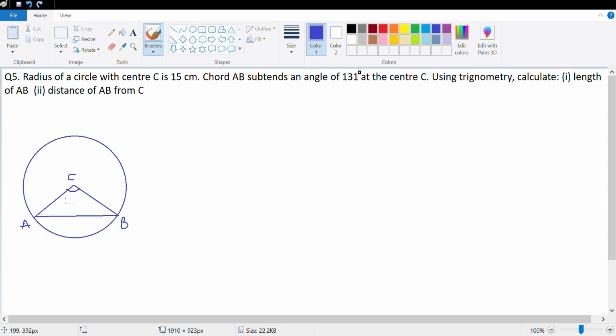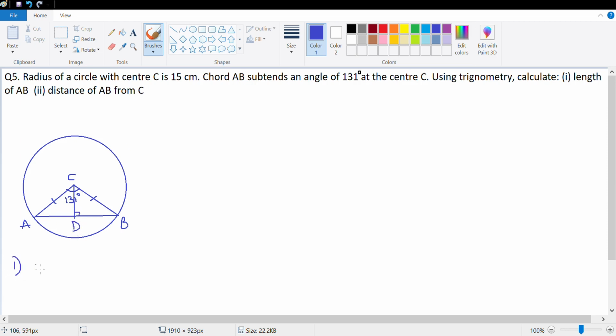This is 131 degree. So AC and BC are equal because these are radii of the same circle. Perfect. So we should be able to get something. Using trigonometry, calculate length of AB, and distance of AB from C, which means for that I will have to draw perpendicular from C onto AB, which will give me the distance. Let this point be D.